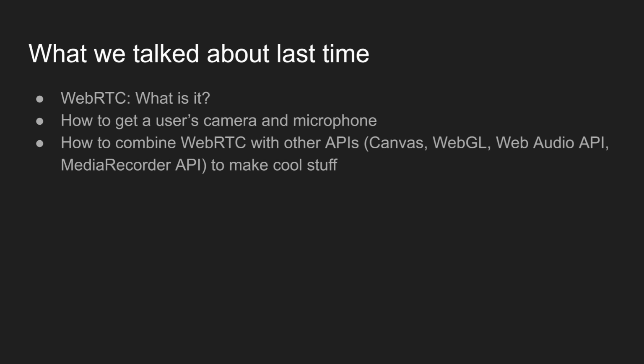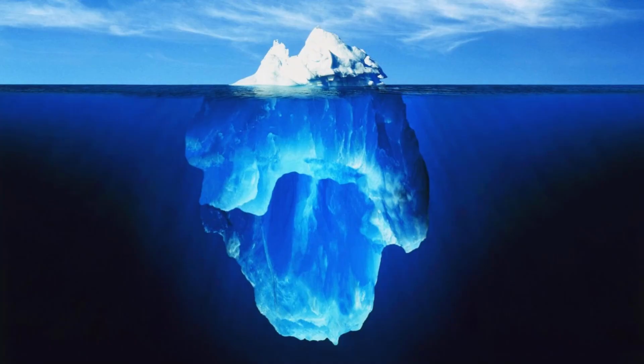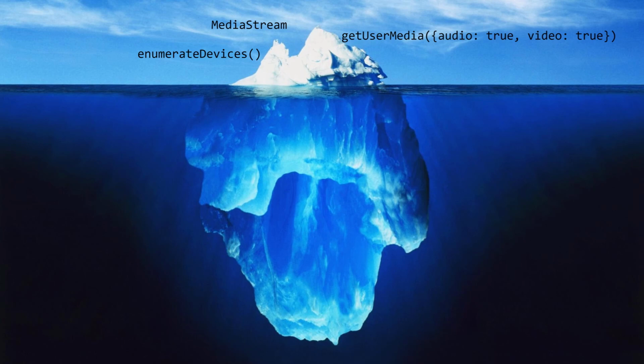So last time we just covered that first part, how to get the camera and microphone, and how to combine that with other APIs in the browser locally, like Canvas, WebGL, the Web Audio API, and the Media Recorder API to make cool art stuff. And in that talk, I mentioned these three guys up here. getUserMedia, which is how you get the webcam and microphone. The MediaStream, which is the data type that you get back. And enumerateDevices, a way that you can determine which webcam or microphone you're going to use.